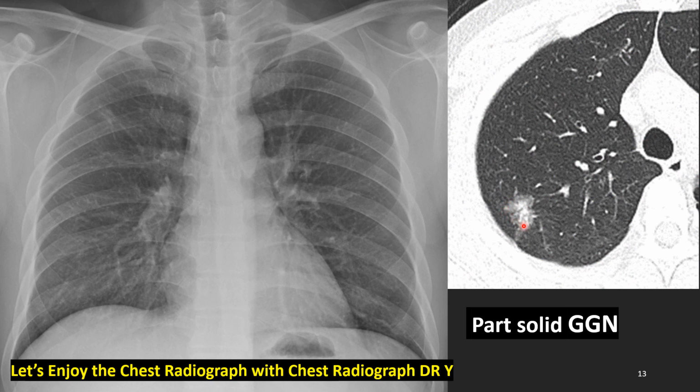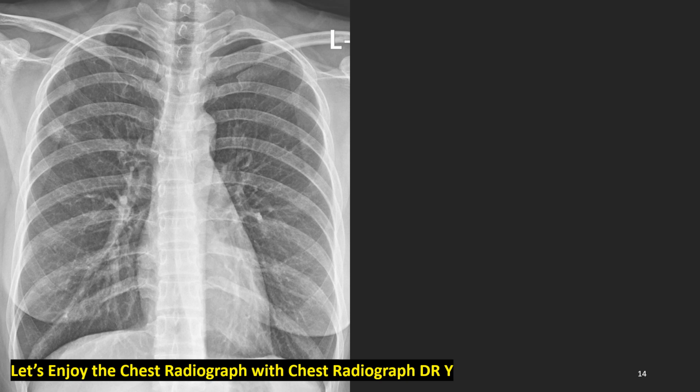This will be in category 2, minimal invasive adenocarcinoma, but we do not know actually if we do not map this one on the whole image. Part solid ground glass opacity. How about this image? Yes, sure, it's good. We find something here. Yes, maybe here.